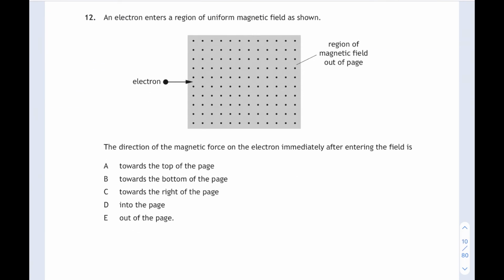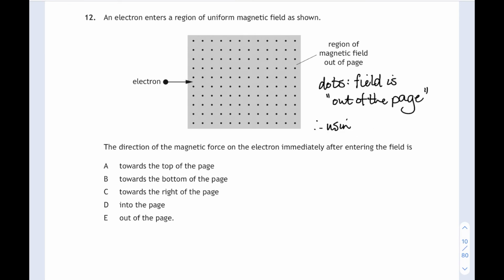Charges moving in magnetic fields. Question 12. What's the direction of the magnetic force on the electron? Well, we need to use our right hand rule here. And the magnetic field is coming out of the page. We're told that on the diagram.